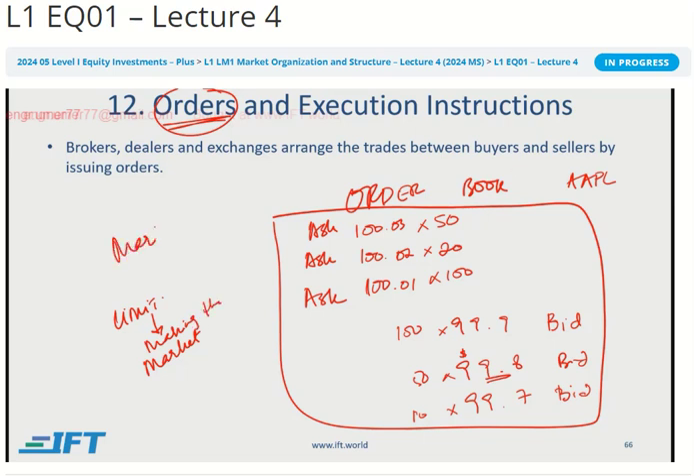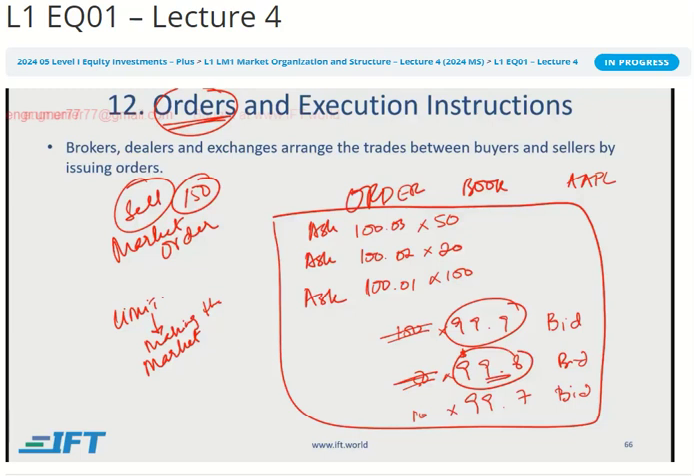Now somebody who comes in and places a market order, let's say I come in and place a market order to sell 150 shares. I'm not going to mention any rate on this. I'm just saying 150 shares market order. This is for selling, so whoever are the buyers in the market, up to 150 shares, this one will be gone, this one will be gone, and I'll sell 100 shares at 99.9 and 50 shares at 99.8, and the weighted average will be my selling price. These buyers are available, so I'll sell to them.